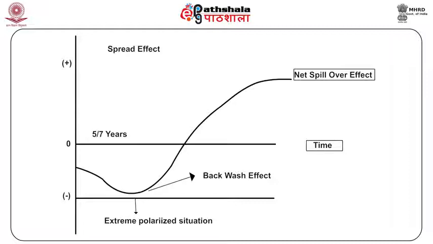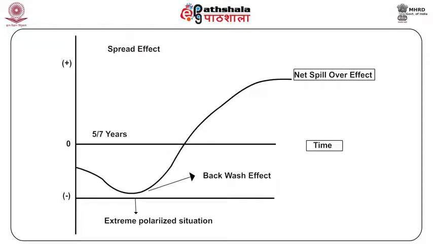And now what you are seeing is that in the process of development, initially there is a backwash effect, and there is extreme backwash, what we can call an extremely polarized, unbalanced kind of framework. But gradually the backwash forces started reducing, and the positive spread effects, as we have already discussed, started playing a very interesting and very positive role. And gradually the line slowly goes upwards, and there is a point that is a zero point.